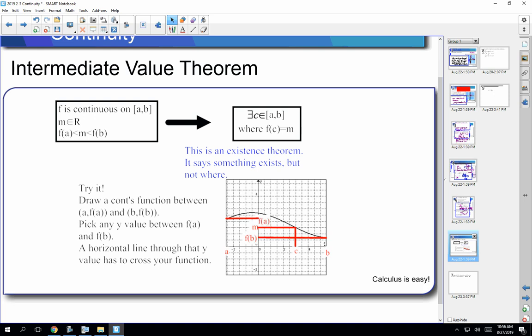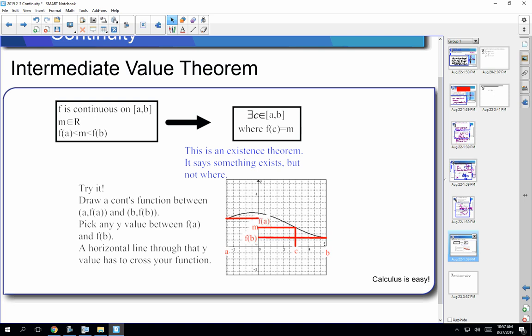I'll show you by picture, and then we're going to find that value c for a certain function, a quadratic function, which we've done before. But this is just an existence theorem. It says something exists, but not necessarily where. Sometimes you can find where it is, but not always. Sometimes you just can't do the algebra. You might have some function where you can't find the zeros, or the intersection with a specific value.